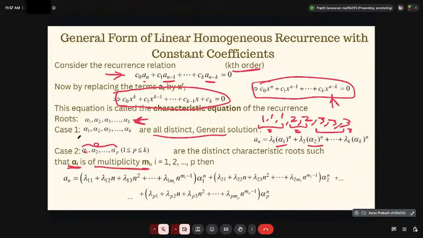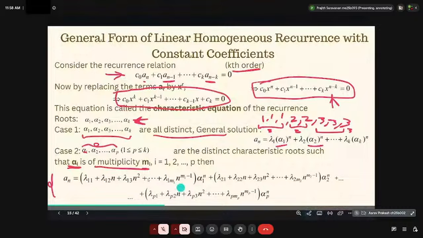If we are having a multiplicity of 1, it means it's appearing only once. If it's having 2, it's appearing twice. In that way, we will get all the k roots. So multiple of them are equal. So this is a general solution of this. It looks very complicated, so let me go through it slowly.